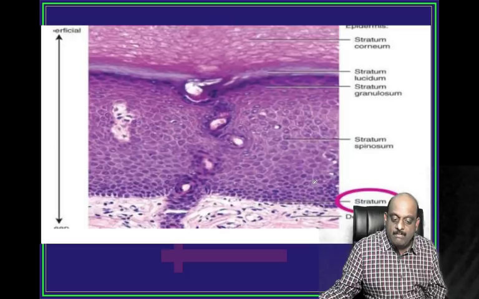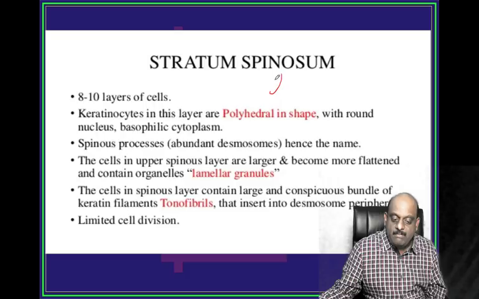So, what do we have in the epidermis? Corneum, lucidum, granulosum, spinosum, basale is what you need to remember. Then tell me three or four points about spinosum, the points that commonly come in exams. In spinosum, keratinocytes are polyhedral in shape, that is why it is spinosum.